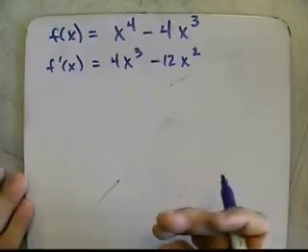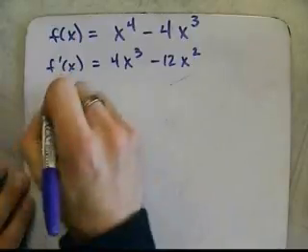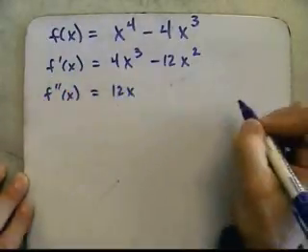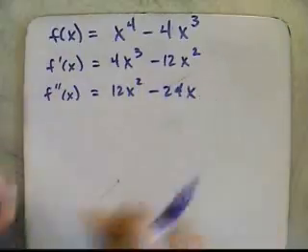And I want to find the second derivative. The second derivative is going to help me out with my test intervals. It's going to give me my possible inflection points. So the second derivative of this guy is going to be, what, 12x squared minus 24x.